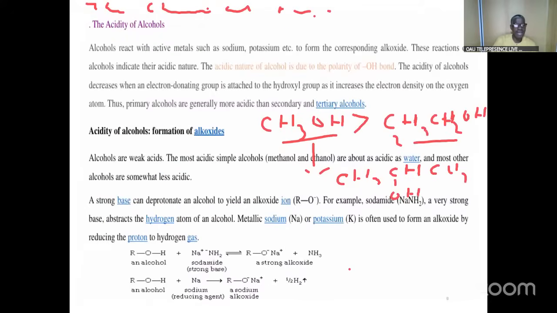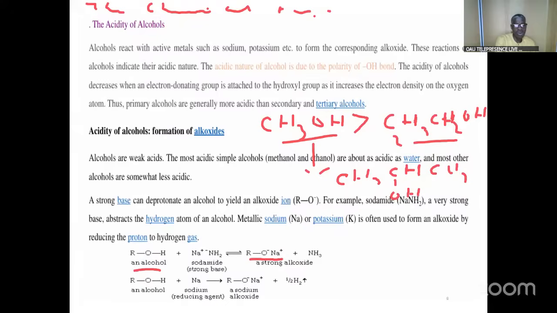We say a strong base can deprotonate an alcohol to yield an alkoxide ion, that is RO minus, just like we have HO minus. For example, sodamide, NaNH2, is a very strong base, and it abstracts the hydrogen atom of an alcohol. So metallic sodium or potassium is often used to form alkoxide by reducing the proton to hydrogen gas in an alcohol. So you can see ROH reacting with sodamide, and it's giving us a strong alkoxide here.